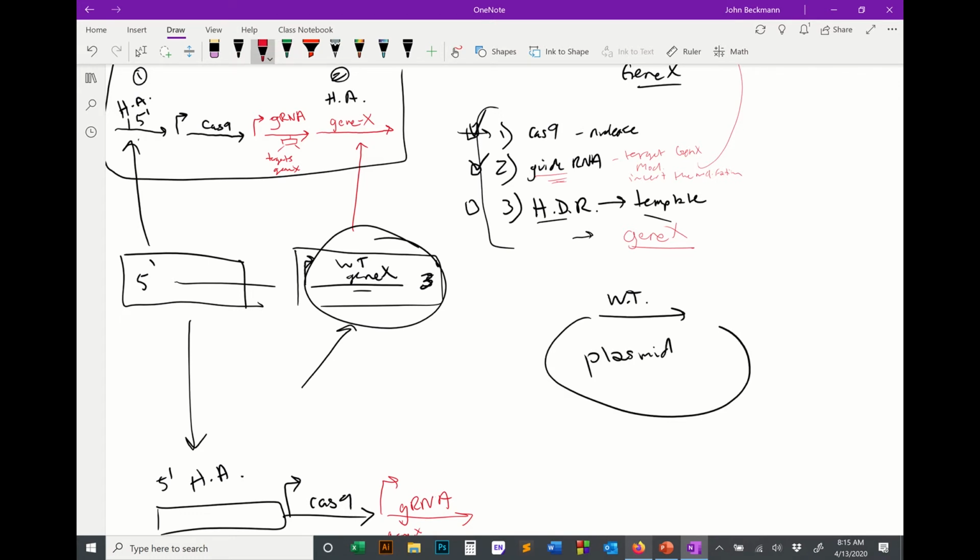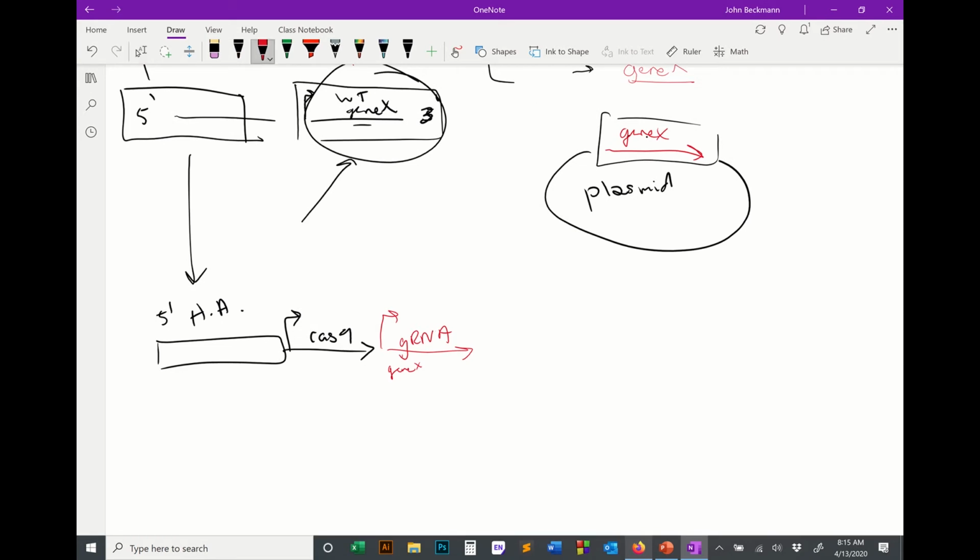We modified it by either site-directed mutagenesis, or we did some kind of nucleic acid manipulation, such that the insert was no longer wild type. It was a special gene X, which is what we were trying to drive. And then we took this and we popped that right here. And it has a promoter.